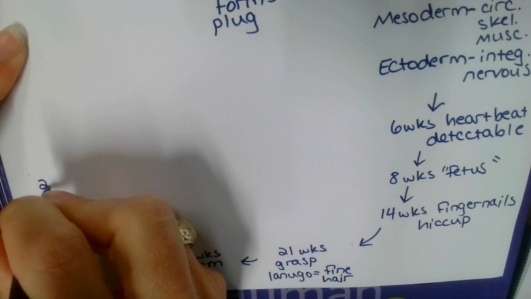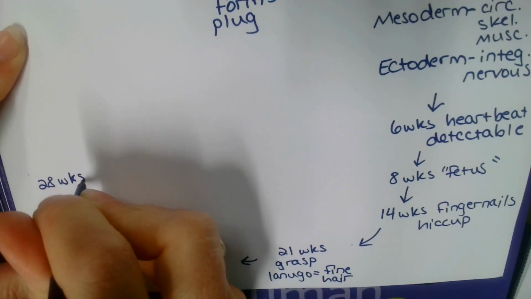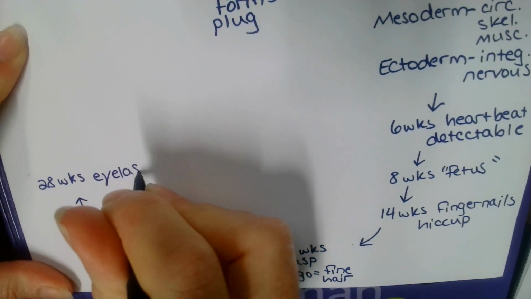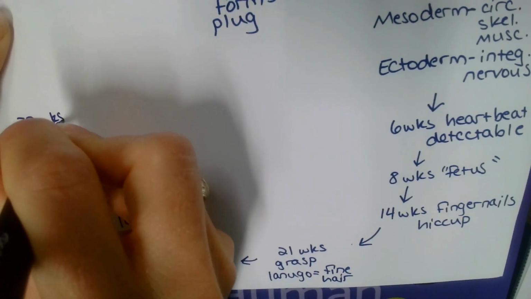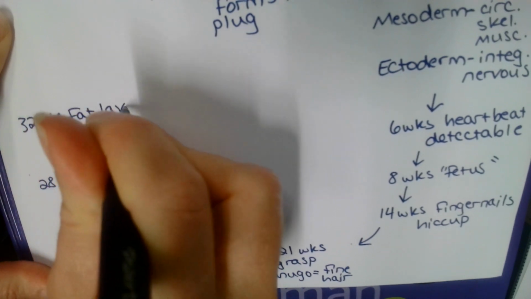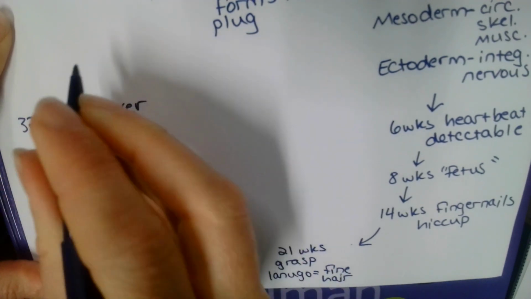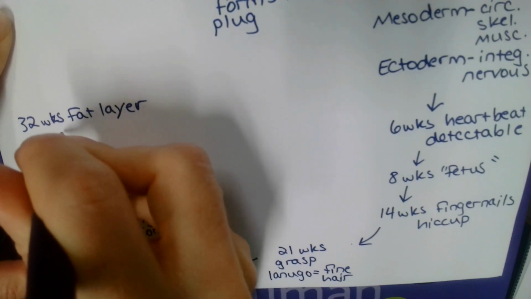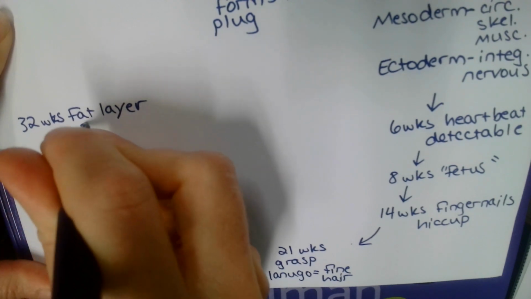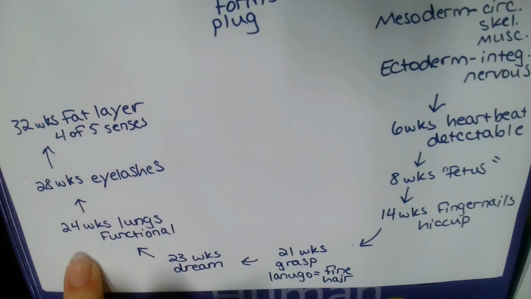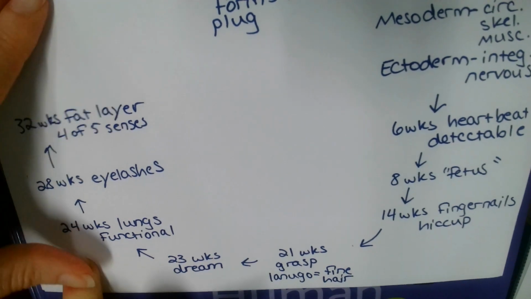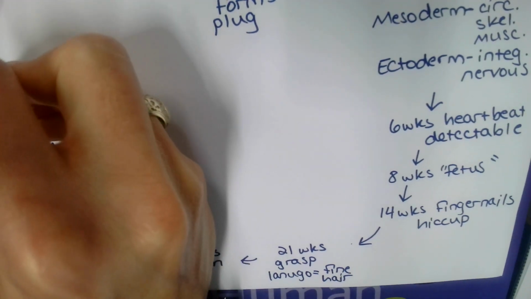At 28 weeks, it has eyelashes. At 32 weeks, there's a fat layer, very important for temperature regulation and cushioning, protection. Also, 4 of the 5 senses are functional, except smell, which of course requires the baby to be outside exposed to air in order for it to work. And full term is considered 40 weeks.